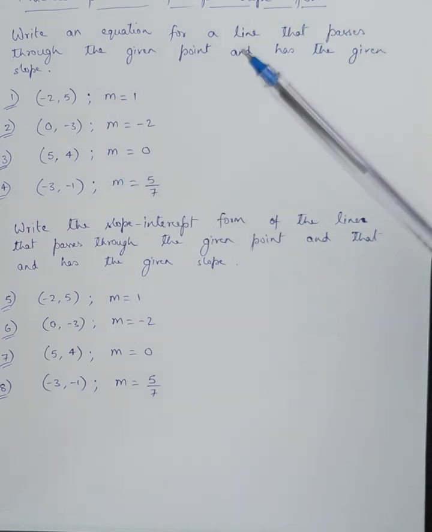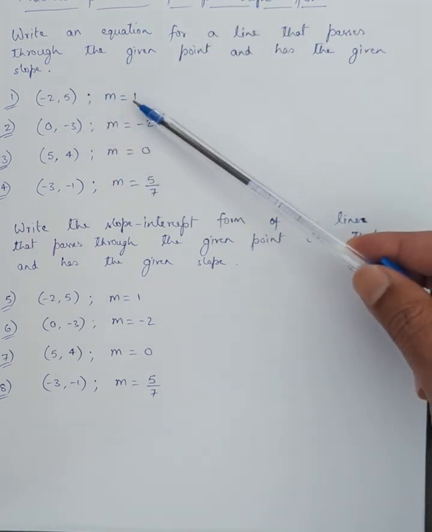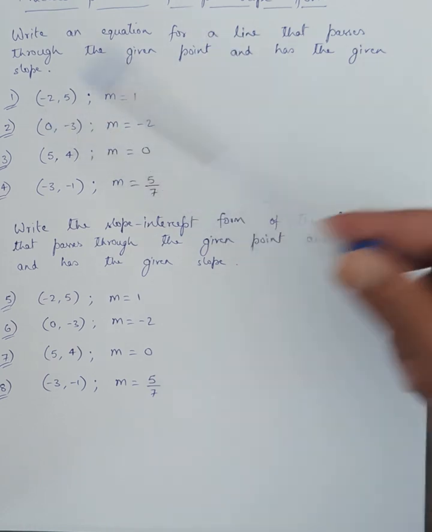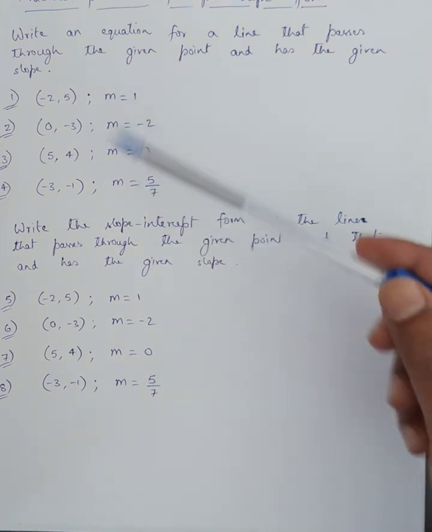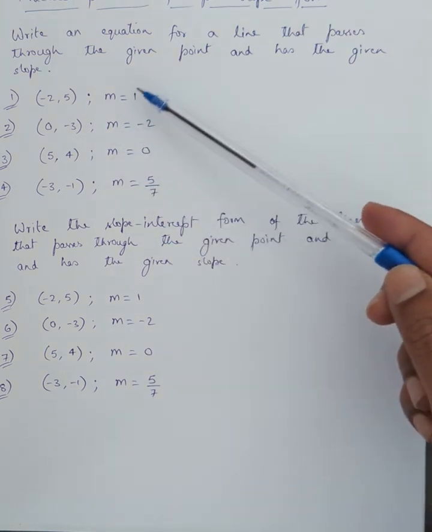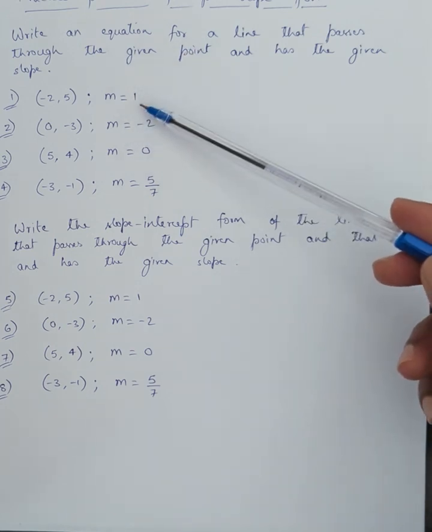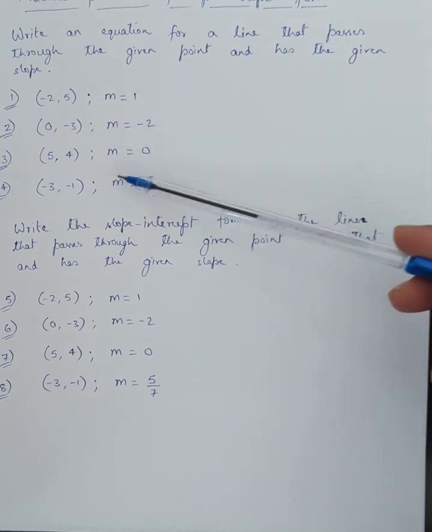So y minus y1 means y minus 5 equals m, which is 1, parentheses x minus negative 2. So x minus negative 2 becomes x plus 2. So that's all you'll be writing there. In fact, I have given you the answer to that. And repeat the process for problems 2, 3, 4.